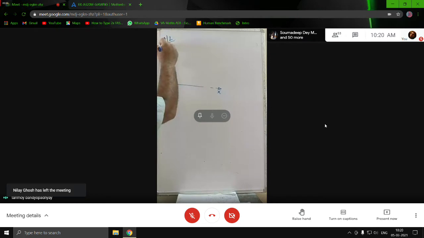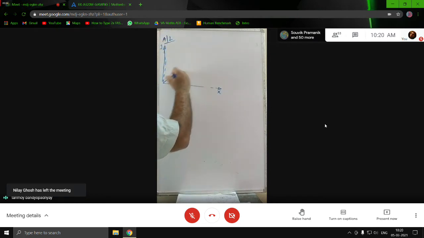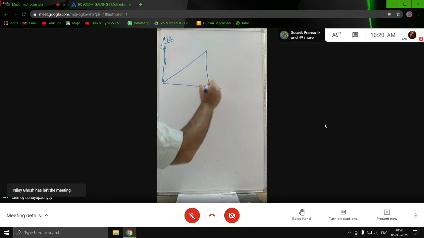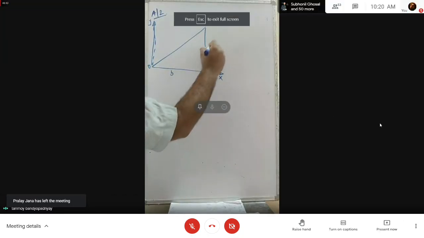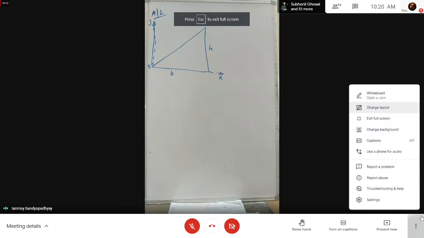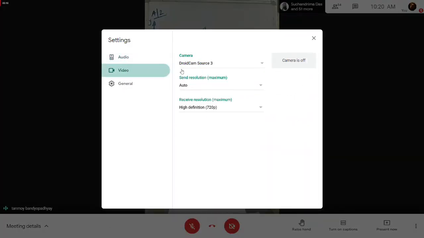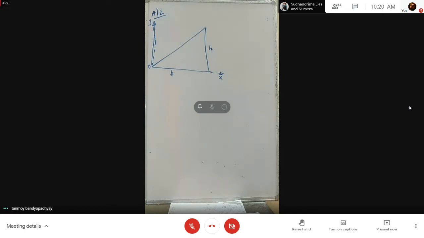So these are the axis system, and this is the triangle. The triangular base is given as b, and the height of the triangle is given as small h. And we have to determine by integration the moment of inertia of the triangular area about the y-axis.